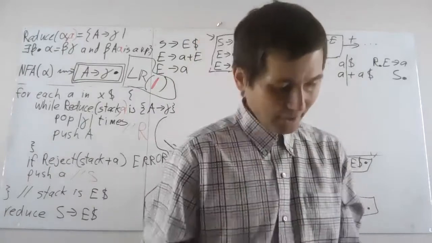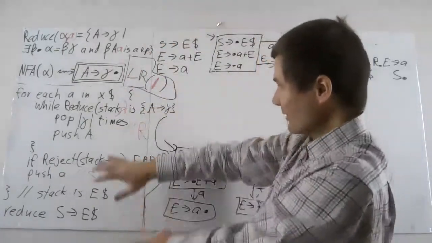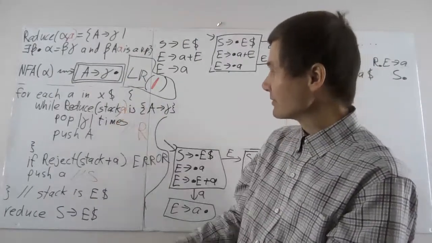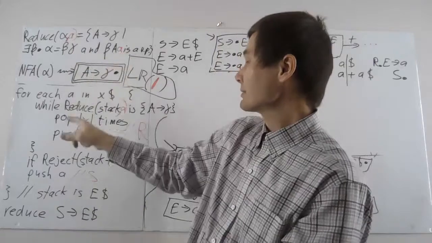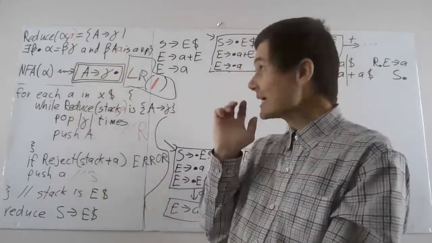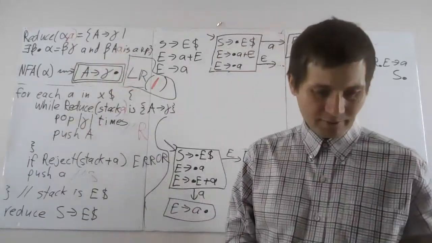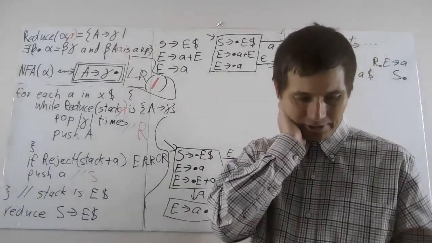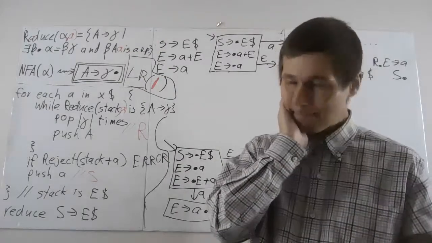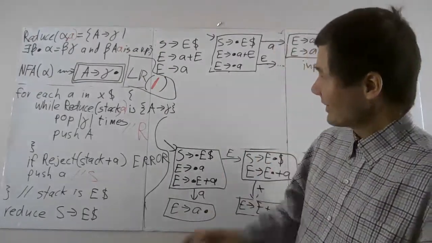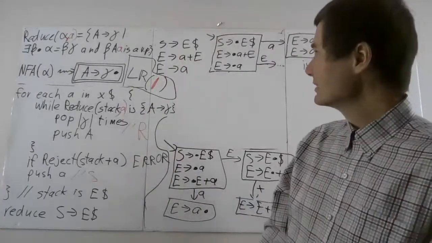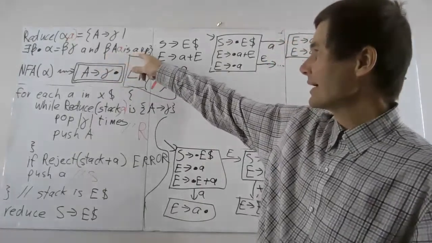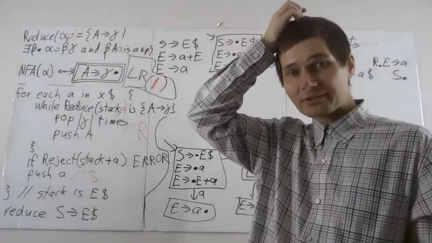Okay, so trivial modification to the algorithm. We just provide reduce with more information, and reduce now looks at whether beta A a is a viable prefix instead of just beta A. That's all I need to do. But it's a tiny modification, and I need to go back to the question: how do I know whether beta A a is a viable prefix?